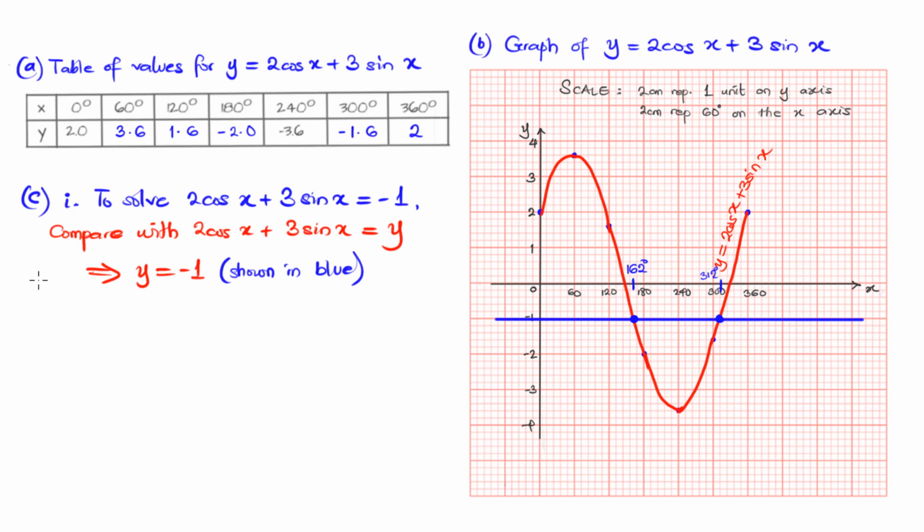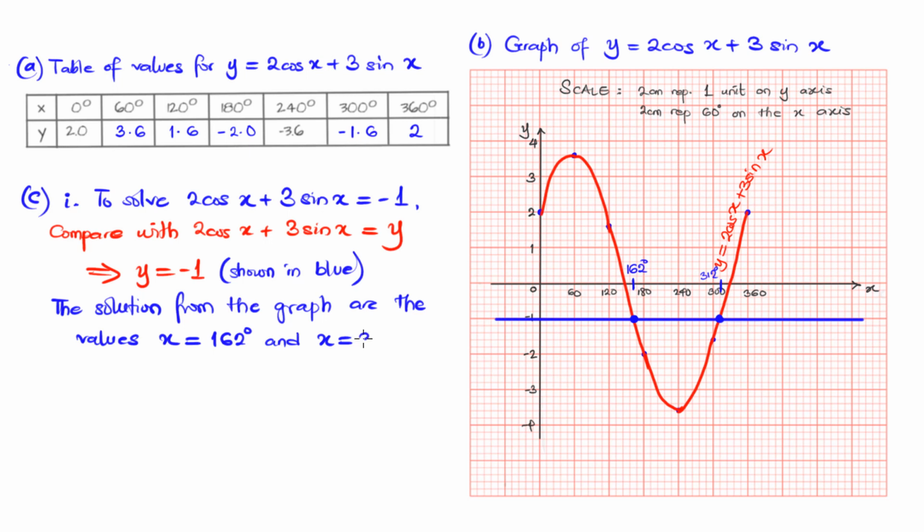So here, we now have that the solution, as we have traced from the line y is equal to minus 1, which is shown in blue, to the sinusoidal curve, is giving us the solution to this equation, 2 cos x plus 3 sin x is equal to minus 1, to be x is equal to 162 degrees and x is equal to 312 degrees. That is the solution to this particular equation that we're asked to find using the graph that we are given.